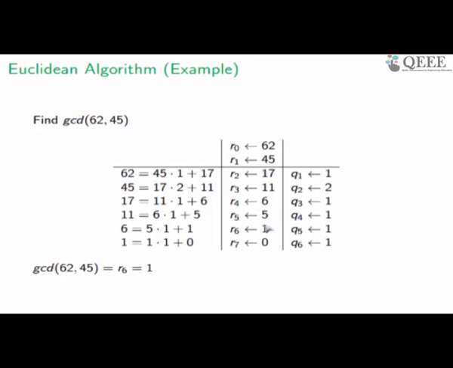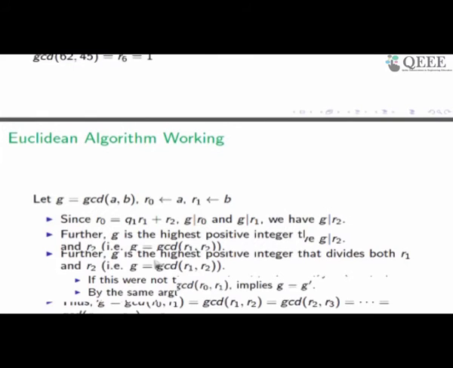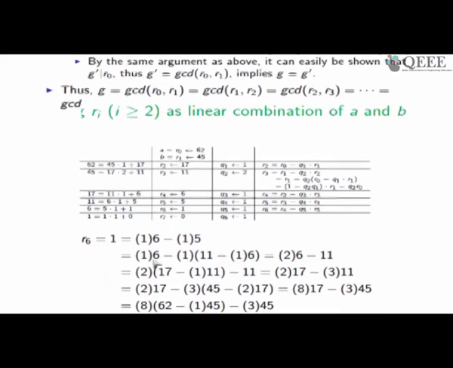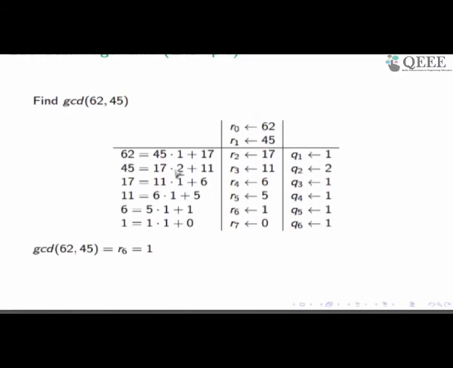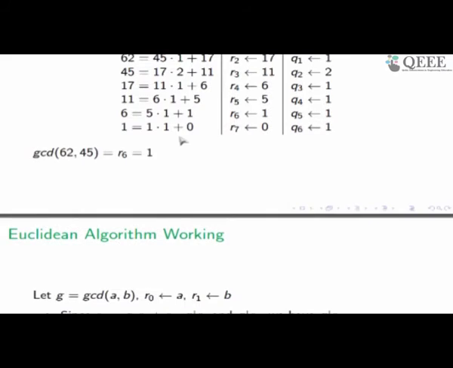And we have to output the last remainder, in which case it is 1. So R6. So our GCD of 62 and 45 is R6, which is equal to 1. So in this way we have computed the GCD of two elements. Now there is a proof which we will not go into detail. We will next see how to actually use an extension of this Euclidean algorithm, known as the extended Euclidean algorithm, to determine the inverse of a number.